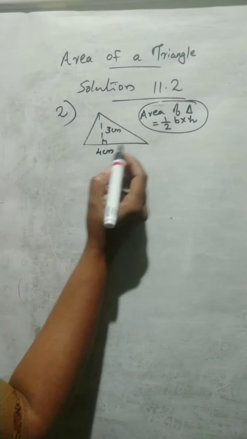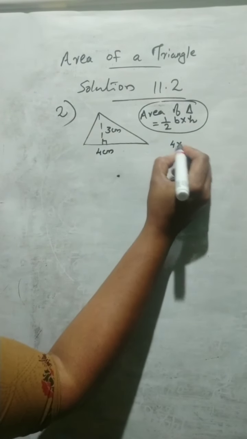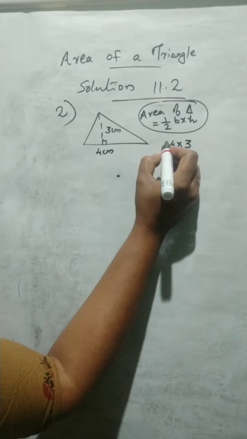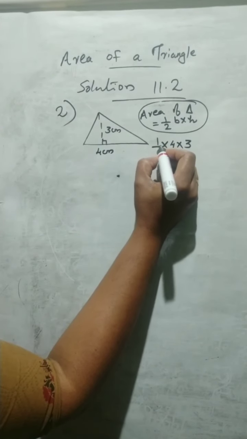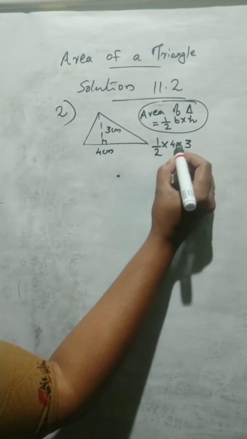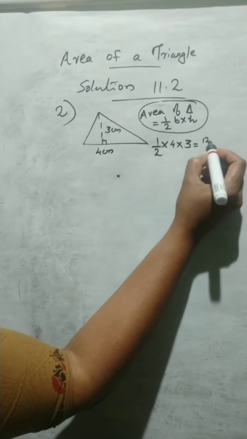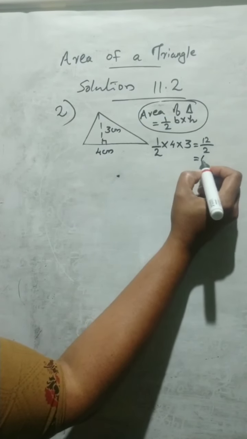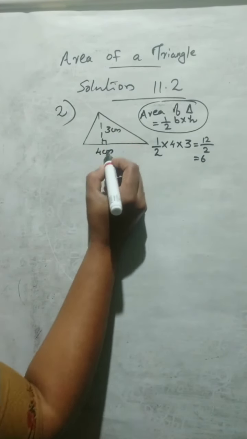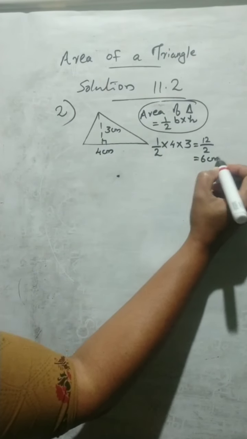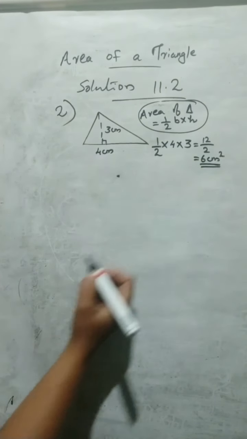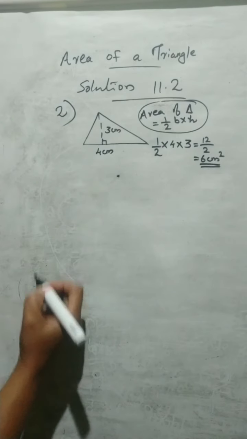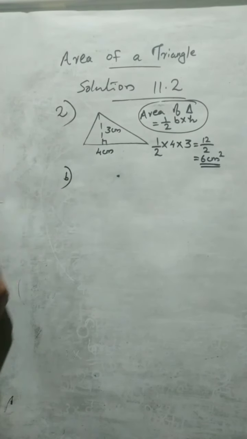Here B is equal to 4 and H is equal to 3. Then we have to find half of this product. So 4 times 3, 12. 12 over 2 is equal to 6. So area, this is in centimeter, so we can write 6 centimeter square. Clear?